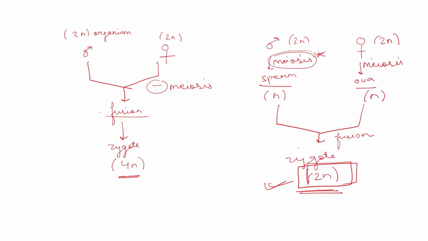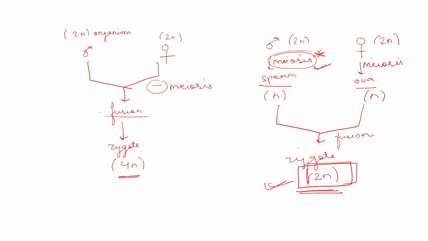This is the importance of meiosis. In certain stages where we need to have the organism with the same number of chromosomes, like during sexual reproduction, where there is a fusion of the gametes, the gametes need to first develop into the haploid state so that their fusion results in the diploid zygote.